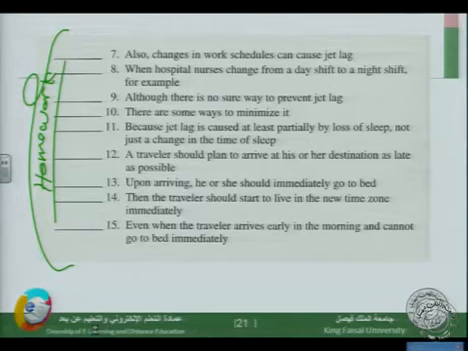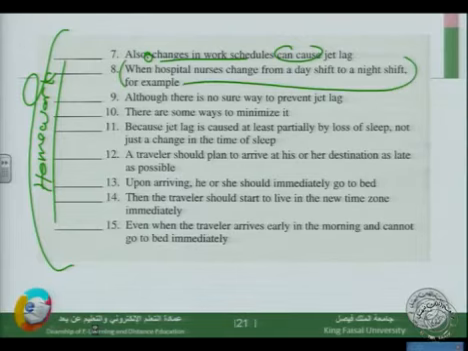For example, number seven: also, changes in work schedules can cause jet lag. This one is a complete sentence. We have a subject and here we have a verb, so it is an independent one. لكن لاحظوا طبعا الفاصلة هي اللي حكمت على هذا الموضوع. لكن الجملة 8, when hospital nurses change from a day shift to a night shift, for example. So this is an incomplete sentence. It is meaningless. It is an error. It is incorrect. So you need to fix it.